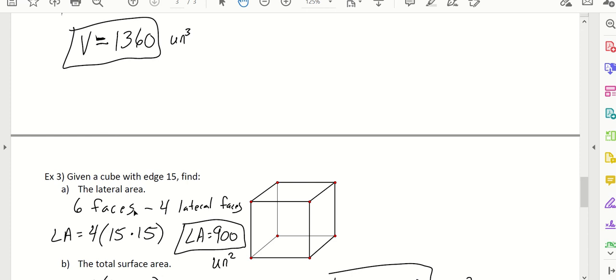First off, part A, we have 6 faces, 4 lateral faces. So 15 times 15 multiplied by 4. That's going to give us a lateral area of 900 units squared.